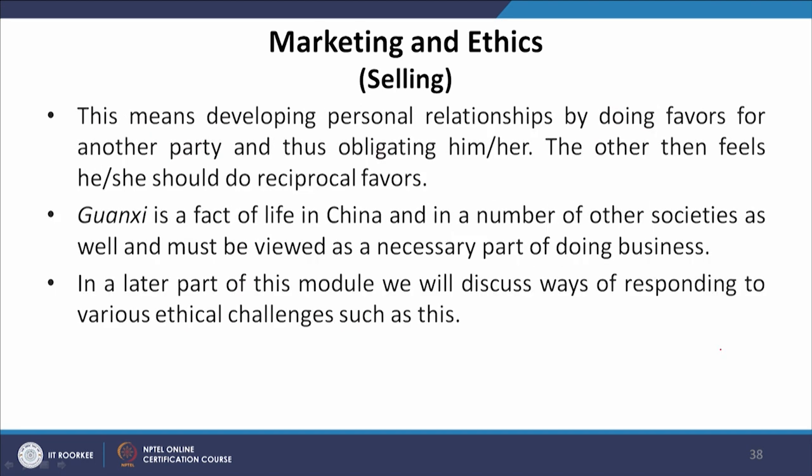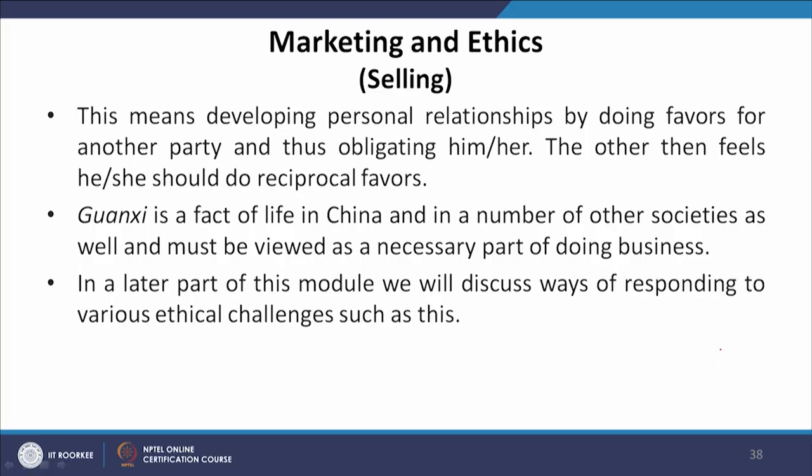The question of favors is more complex. In China, the concept of guanxi is culturally ingrained. This means developing personal relationships by doing favors for another party and thus obligating him or her. The other then feels he or she should do reciprocal favors. Guanxi is a fact in China and in a number of other societies as well, and must be viewed as a necessary part of doing business. In the later part of this module, we will discuss ways of responding to various ethical challenges such as this.